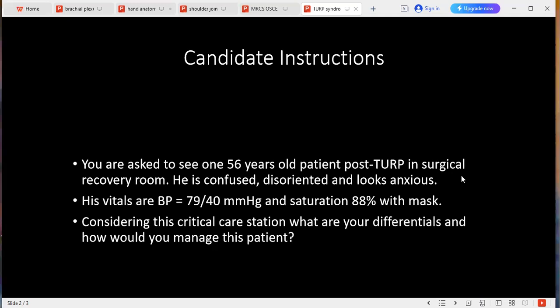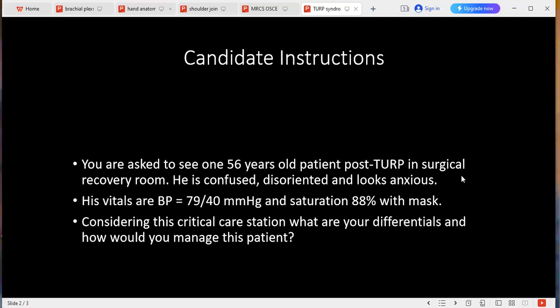Can you explain why the patient is confused and disoriented? Yes, the patient is confused because of the hyponatremia, and that causes cerebral edema. And the patient can be confused because of the hypoxia. And the other thing is the patient can be confused secondary to the glycine toxicity.